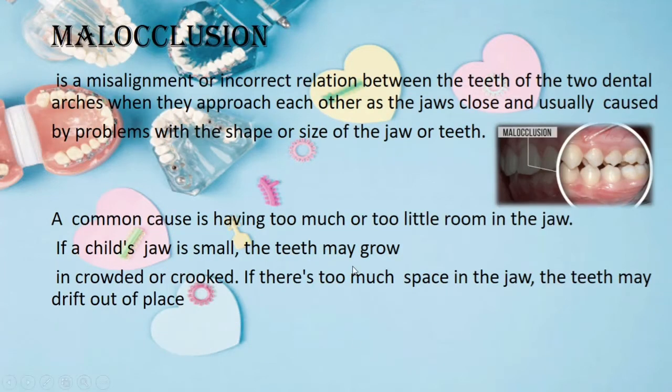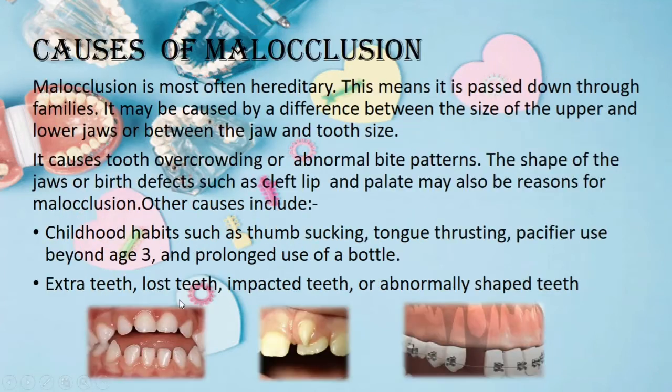The malocclusion is a misalignment or incorrect relation between the teeth of the two dental arch when they approach each other as the jaw closes and usually caused by a problem with the shape or size of the jaw or teeth. Common cause is having either too much or too little room in the jaw. If the children have a small jaw, the teeth will have crowding or crooking. If there is too much space in the jaw, the teeth may drift out of place.